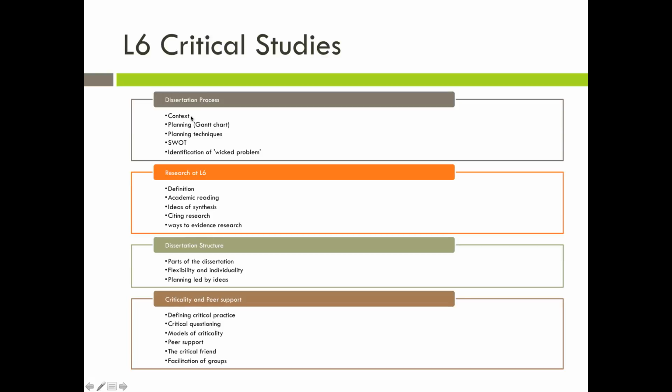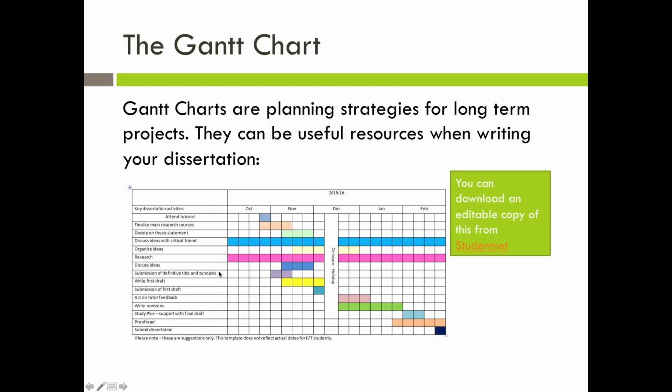We've already looked at the context of the dissertation process. I'm going to be talking about a self-assessment that you can take, which will support you in identifying possible strengths and weaknesses and ways to support yourself with these. We're going to look at identifying a wicked problem. And as we move on, we'll be looking at research at level 6, how you can structure the big body of writing of the dissertation, and criticality and peer support. Today, however, I want to look at the Gantt chart.